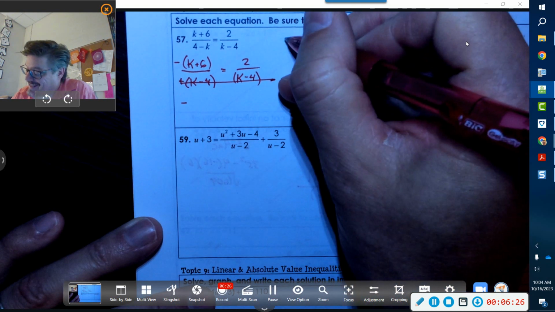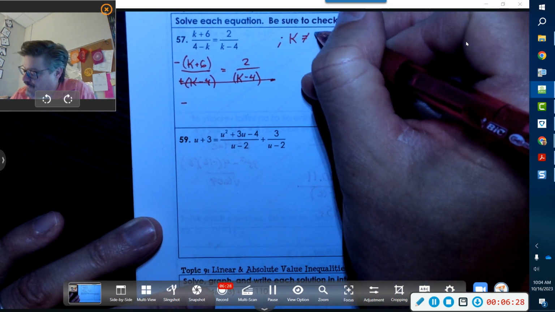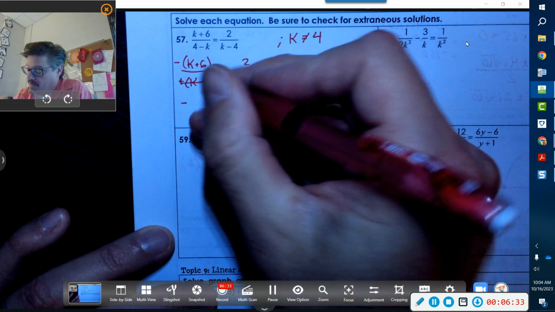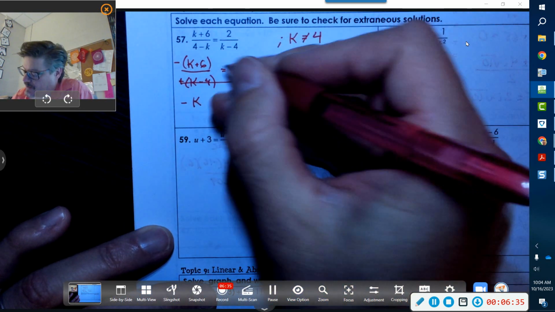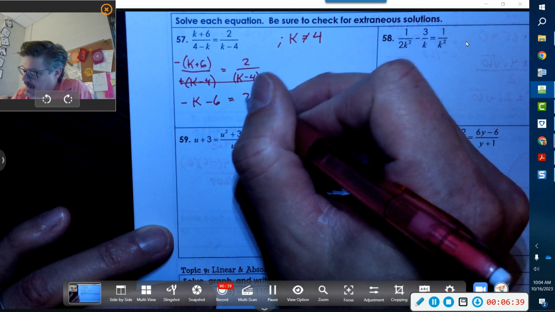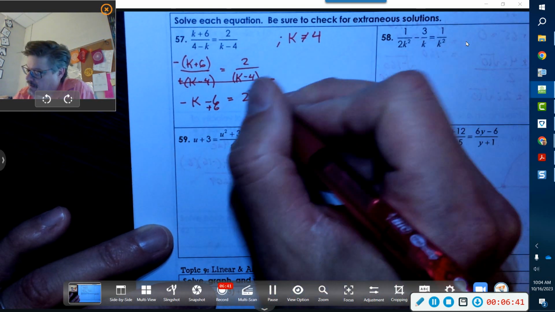It's just that k cannot equal 4. So watch out for 4. If 4 comes out in your answer, you know it's wrong. So we're going to distribute the negative sign to this. So we're going to do this.